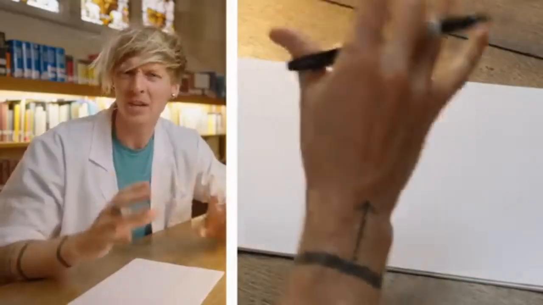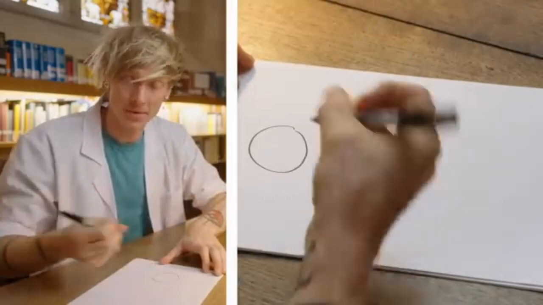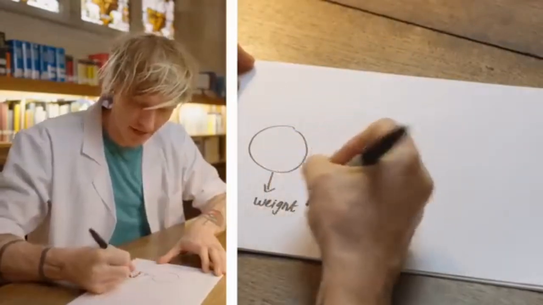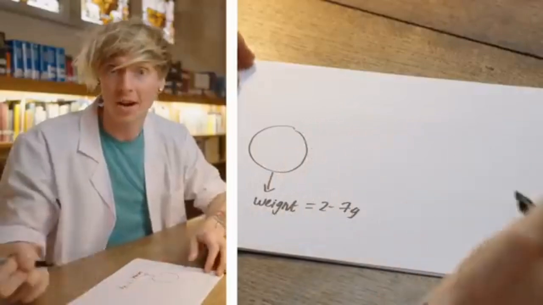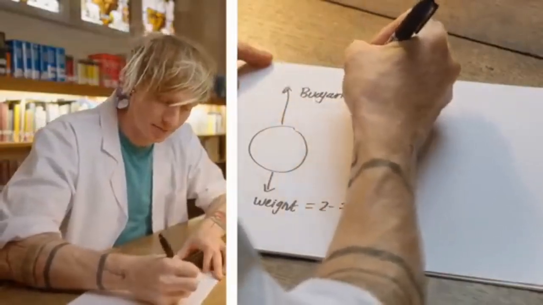As before, we're going to start by drawing a diagram. So this is my ping pong ball, which has a standard weight equal to 2.7 grams, and we need to calculate the buoyancy force. Now this is equal to the volume of our ping pong ball.